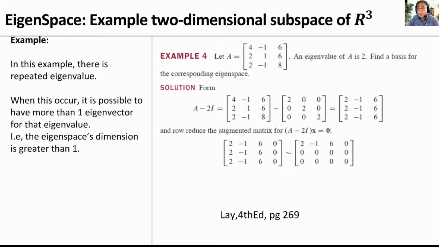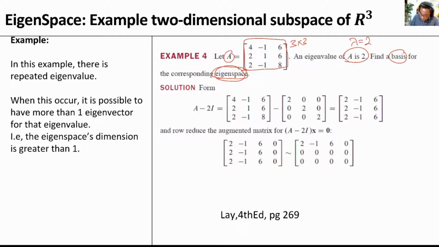Let's now continue with another example. In this example, the matrix is a 3 by 3 matrix, and we are asked to find a basis for an eigenspace for lambda equals 2, an eigenvalue. So we have some new words, basis and eigenspace. So what does that mean?